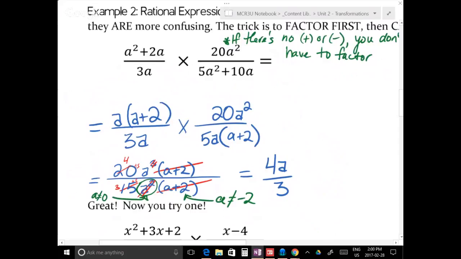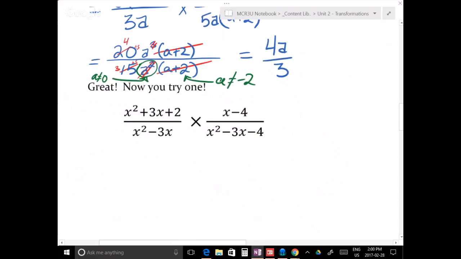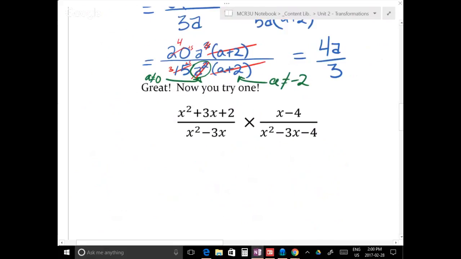Okay, here we're going to get some factoring practice. Ready? Yeah, you totally are. You're totally ready. Don't let it stress you out.